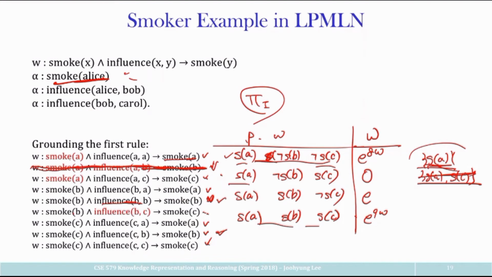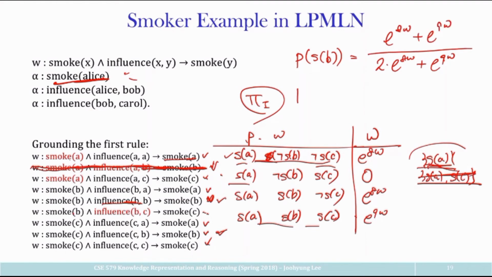The last one is actually similar. You will get e to the power of 8w. Okay? So then let's think about the probability of Bob being a smoker. Note here that one of the interpretations now gets weight 0. So the normalization factor is 2 times e to the power of 8w plus e to the 9w. And what is the probability of Bob being a smoker? That's the third and last one, so e to the power of 8w plus e to the power of 9w.